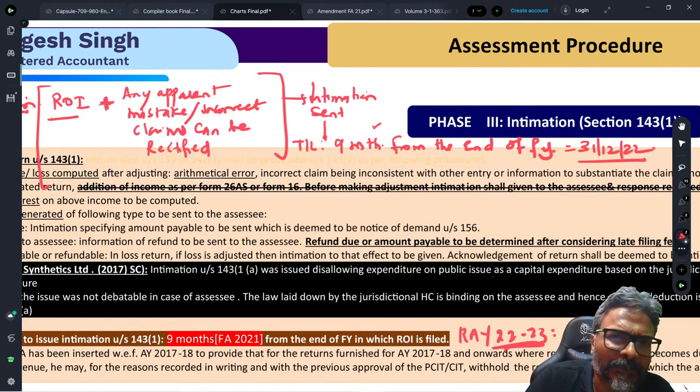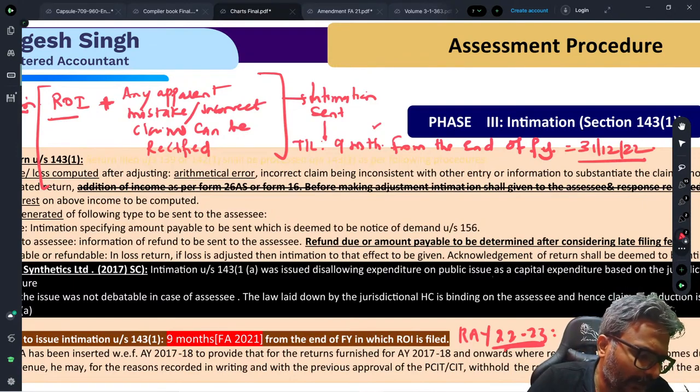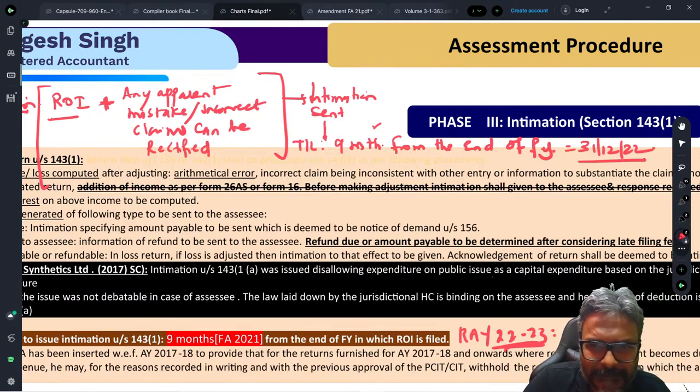Do you all agree to this one, every one of you? So for the intimation that has been sent, the time limit would be 9 months from the end of the financial year, which brings this particular case to 31st of December 2022. I hope that every one of you is clear with this one.